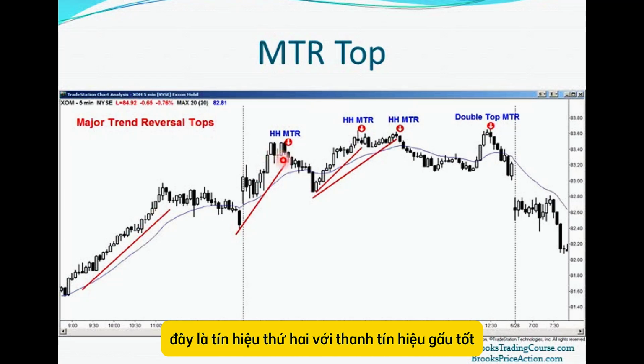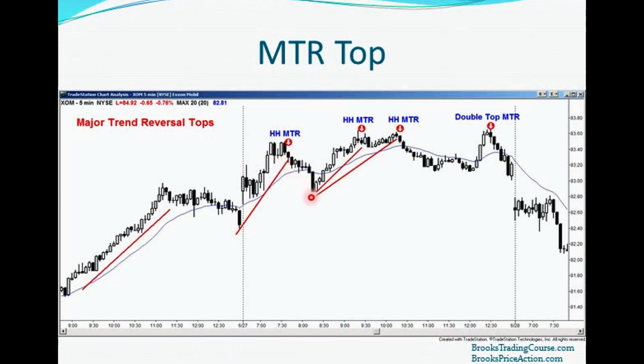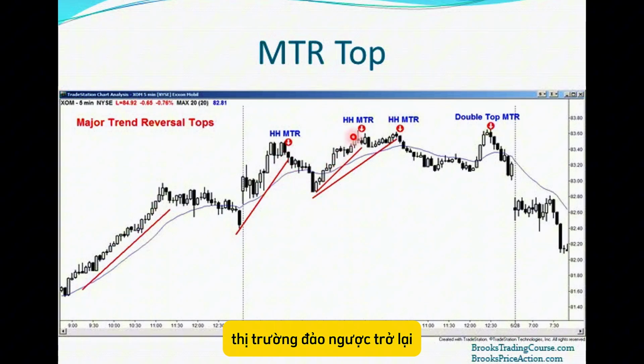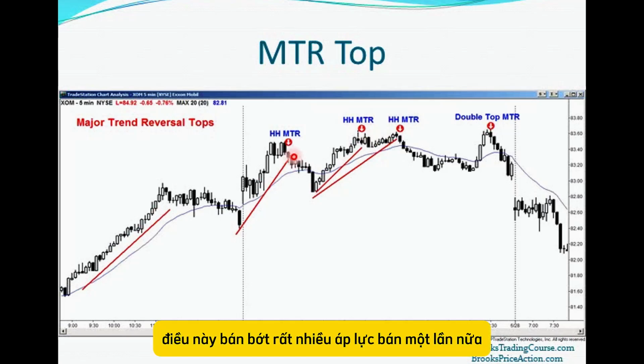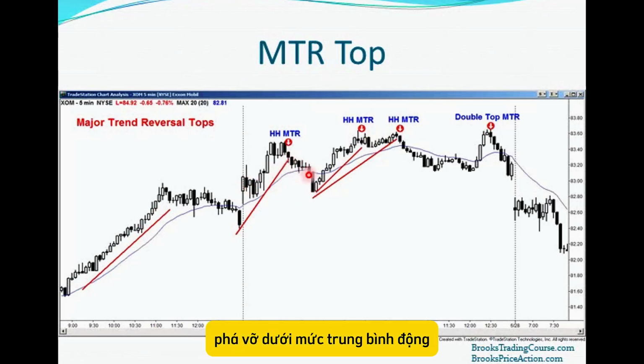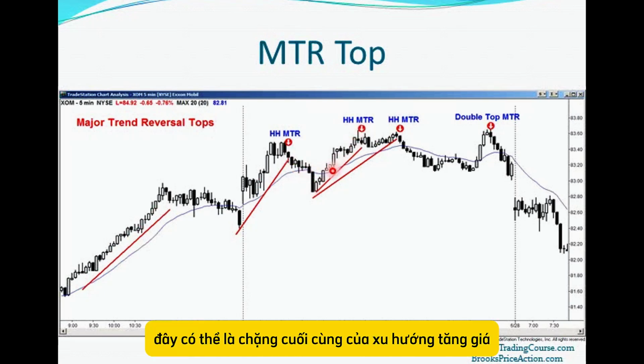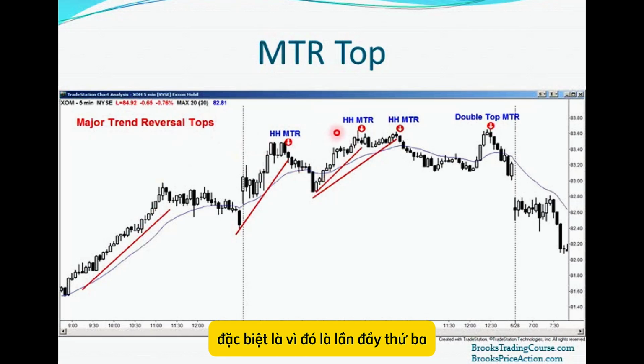Here's a second signal with a good bear signal bar. That would be a reasonable short. The market reversed up again, and now we have 3 pushes up. 1, 2, 3. This sell-off, a lot of selling pressure again. Broke below the trend line, broke below the moving average. This could be the final leg of the bull trend, especially since it's a 3rd push up. And a potential final flag.